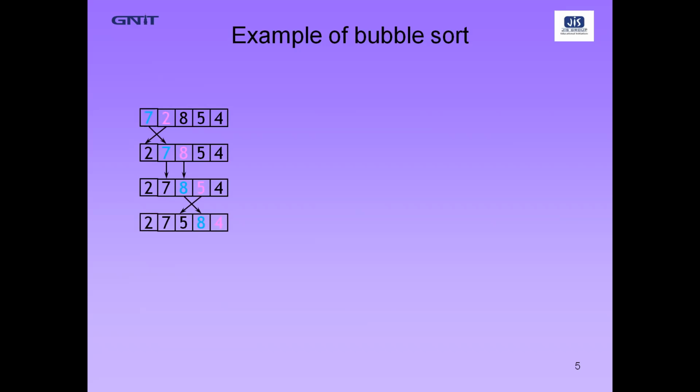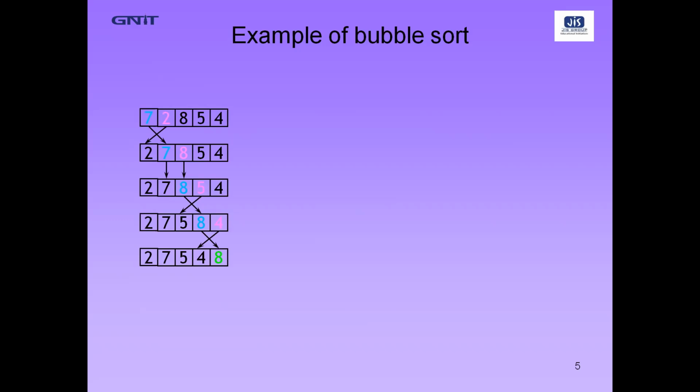Now in the next operation, P4 is compared with P5. Now as P4 is greater than P5 initially, again we have to perform the swapping operation between P4 and P5 so that the largest element, that is 8, will be placed at the last position of the list. Now iteration 1 is completed. So after completion of iteration 1, or pass 1, we can say that the largest element is already placed at the last position of the list.